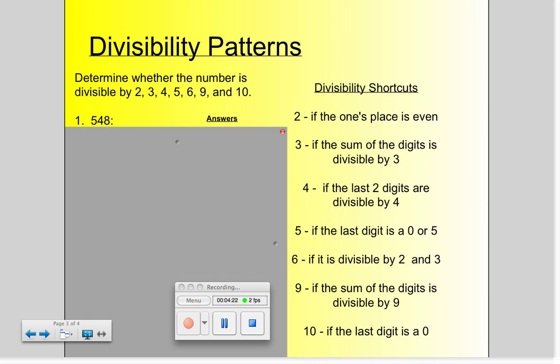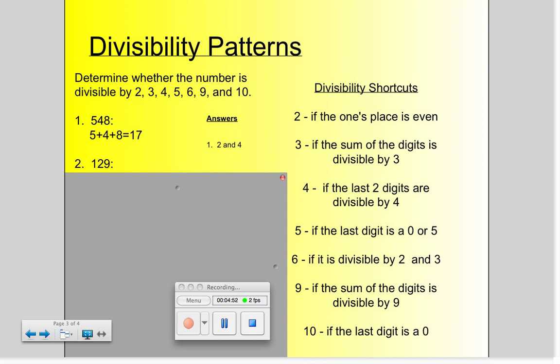So here's our first example, 548. Because I have to check whether it's divisible by 3 or 9, my first job is to add those digits up. It adds up to 17. All right, my answer for number 1: the only two numbers that it is divisible by are 2 and 4. It's an even number, and it ends in a 48. So 2 and 4 work, nothing else.